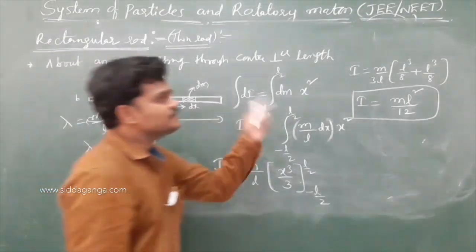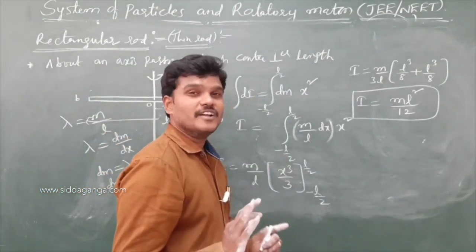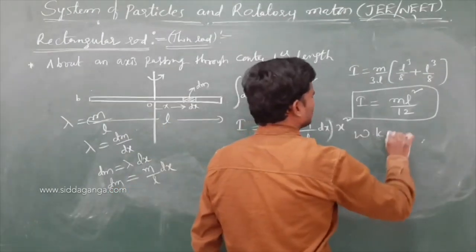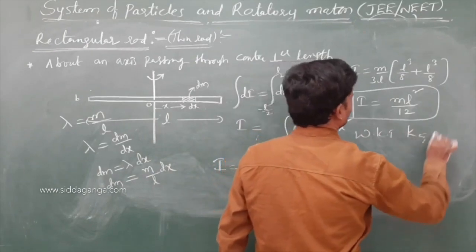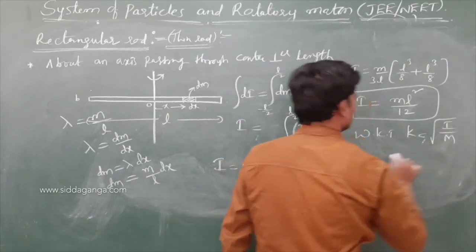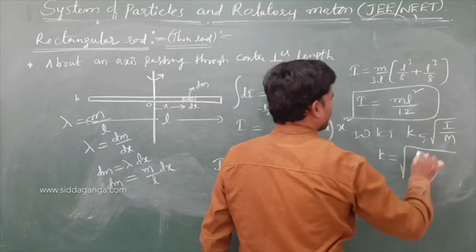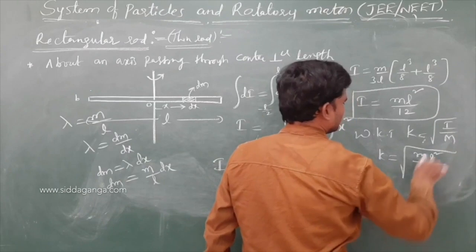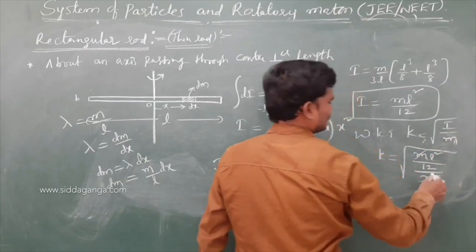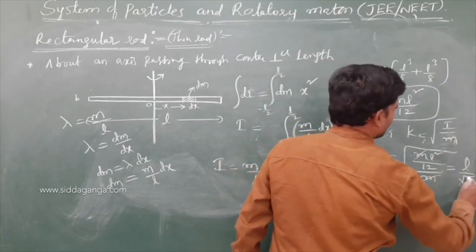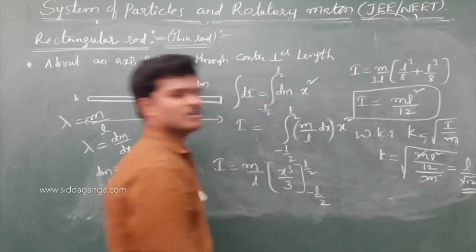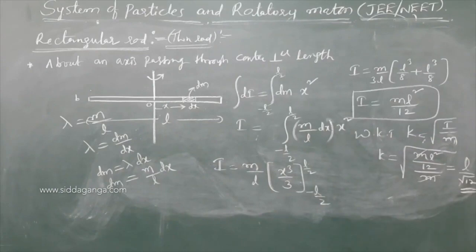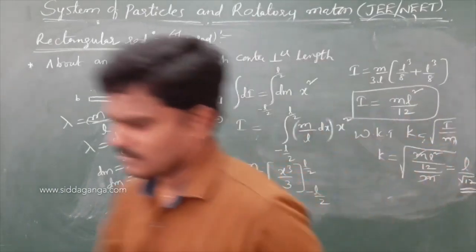Once we know moment of inertia, we can find radius of gyration. We know the radius of gyration formula: K is equal to root of I by m. So root of m L square by 12 by m. So you will get L by root of 12 as the radius of gyration. And see, I got the radius of gyration.